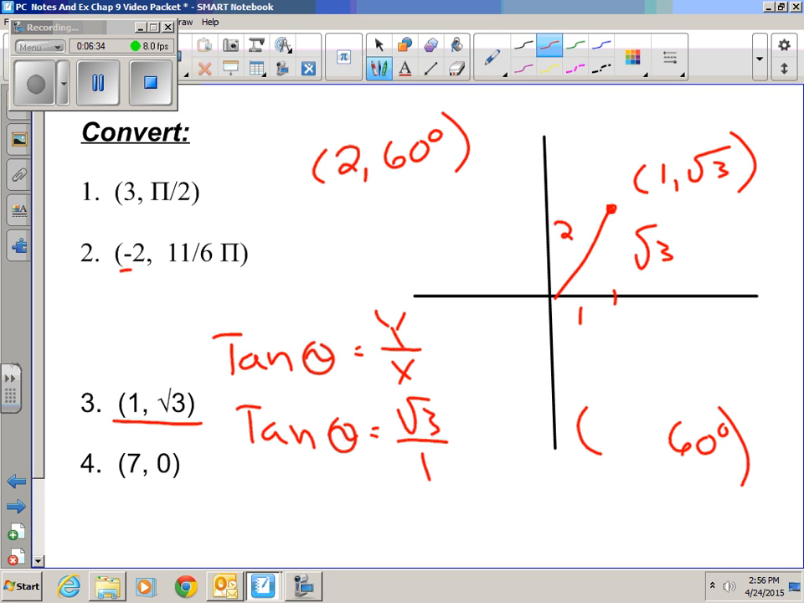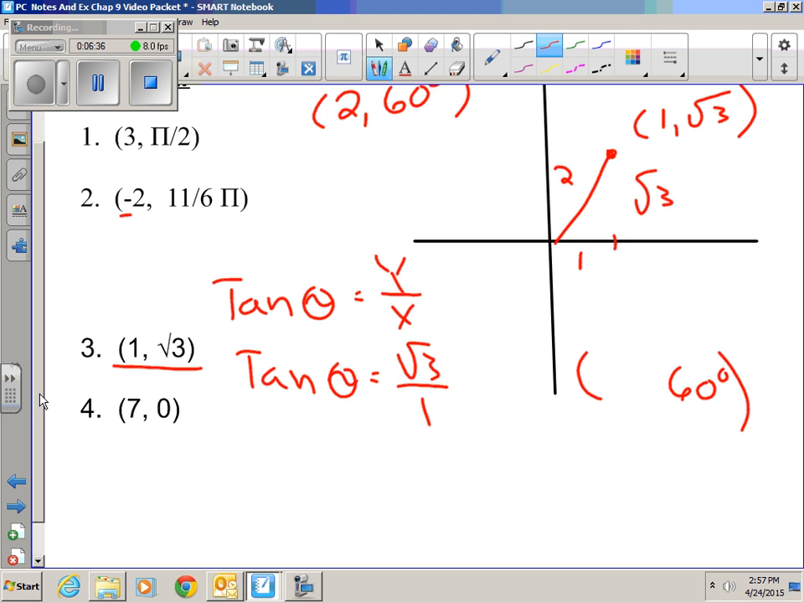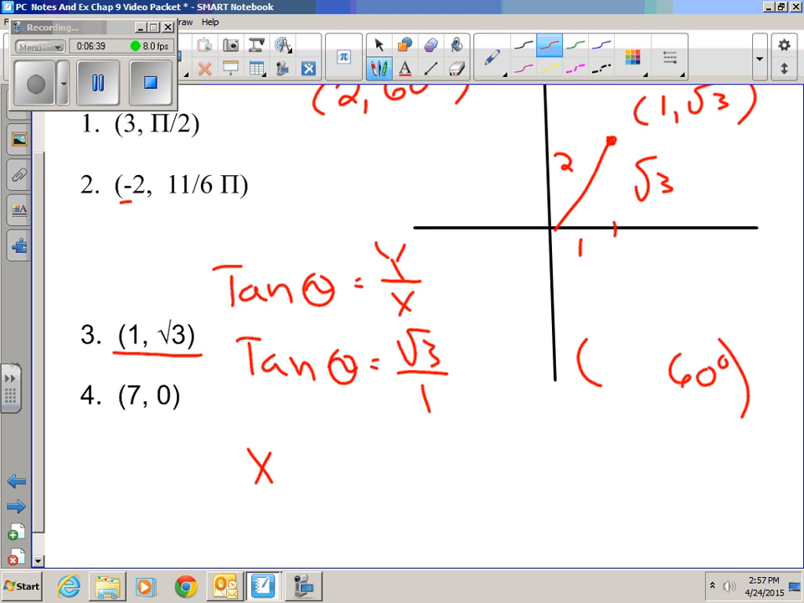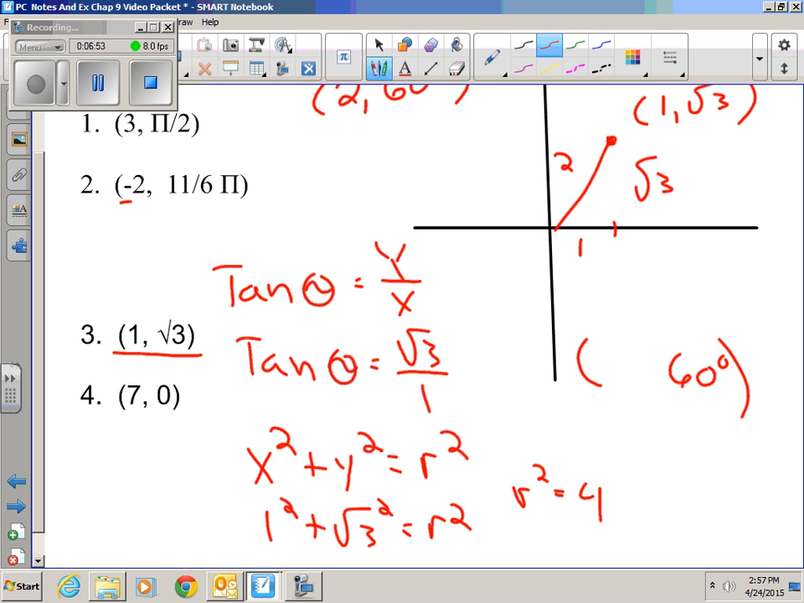And also now don't forget that x squared plus y squared is equal to r squared. So therefore, 1 squared plus root 3 squared is equal to r squared. R squared would equal 4. So r is 2. And there is our ordered pair in polar coordinates.